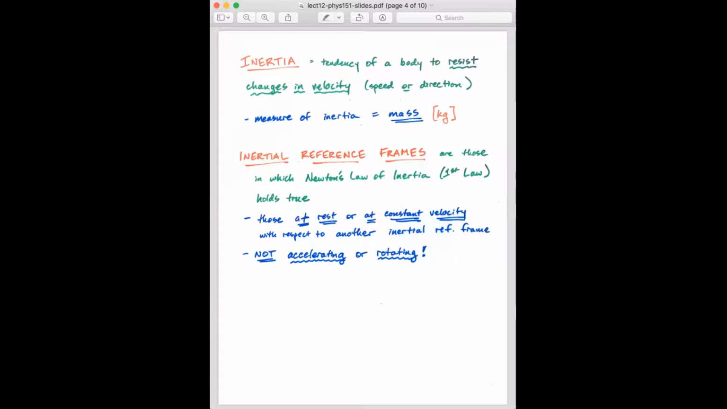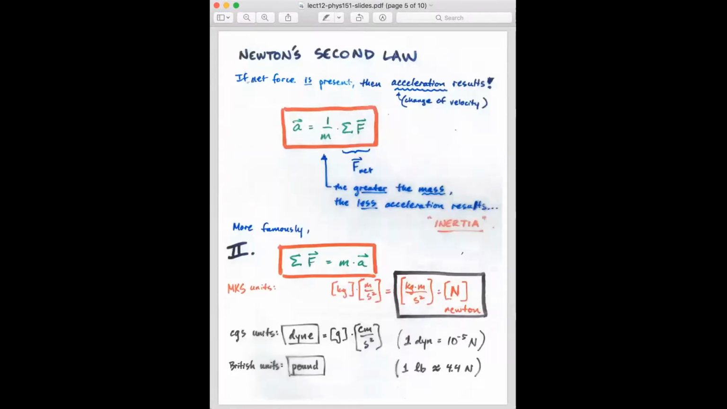Any experiment we do is going to have the same outcome as if we were truly at rest. Okay, back to Newton's laws. All right, so that's a lot about Newton's first law. Newton's second law is actually an equation.